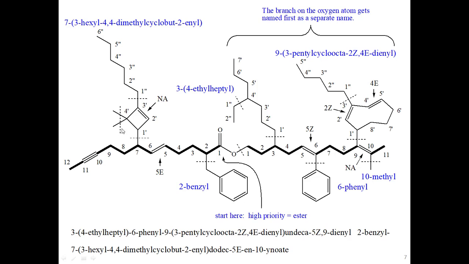If we look at the methyls, we have 4,4-dimethyl, ring, cyclo, 4 carbons, bute, 2 position of the double bond, yl because it's a substituent. Okay, and the whole parent name is 12 carbons, so that'll be dodec. Okay, dodec, 5-ene, and then 10-yne, always ene, yne. And then we drop the E on the yne and add the suffix for the ester, which is oate. Okay? So then our name looks something like this.